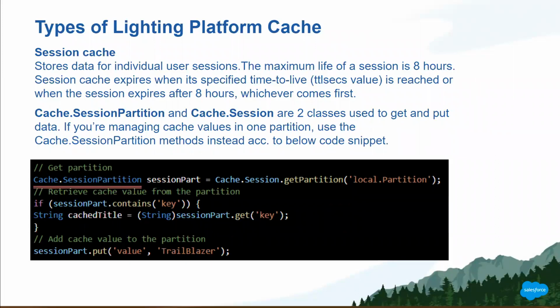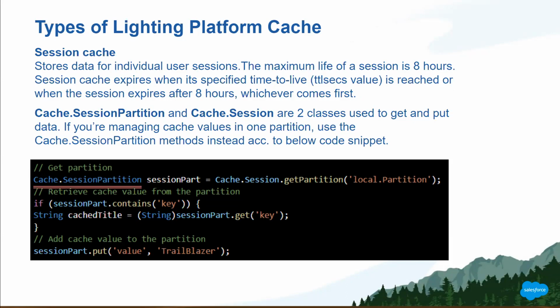It stores the data for individual user sessions. The maximum time to live for this particular session is 8 hours. TTL means time to live, which can reach up to 8 hours, and after that it will expire automatically. Whichever comes first, the time you have assigned in your code for that particular cache or 8 hours, it gets expired.